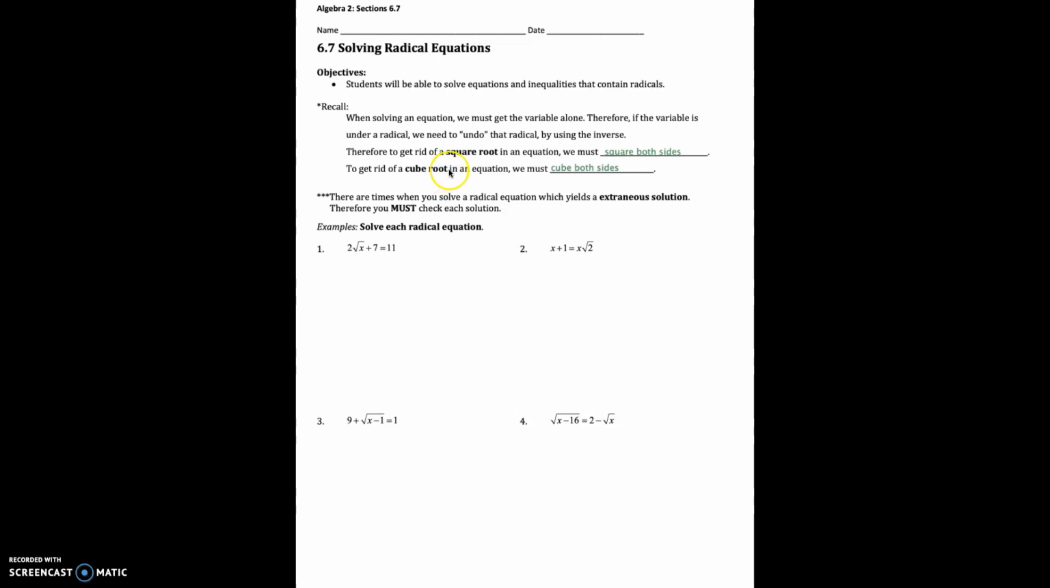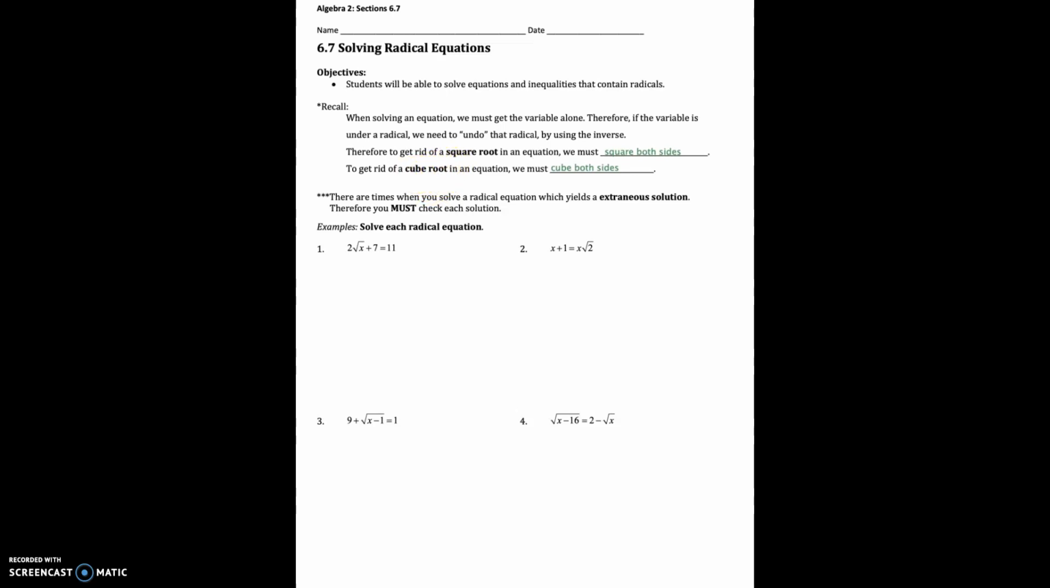You have to make sure too that you always get the radical by itself. So you want to isolate that. And sometimes when you solve, you're going to get two different values. Both of the values might not work. You might have an extraneous solution. So when you solve it, you get an answer, but it actually does not work for the equation. So you want to make sure you check each solution.